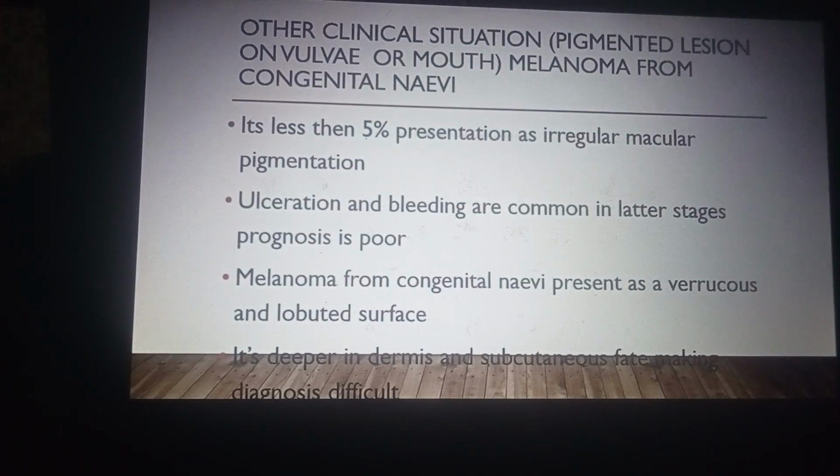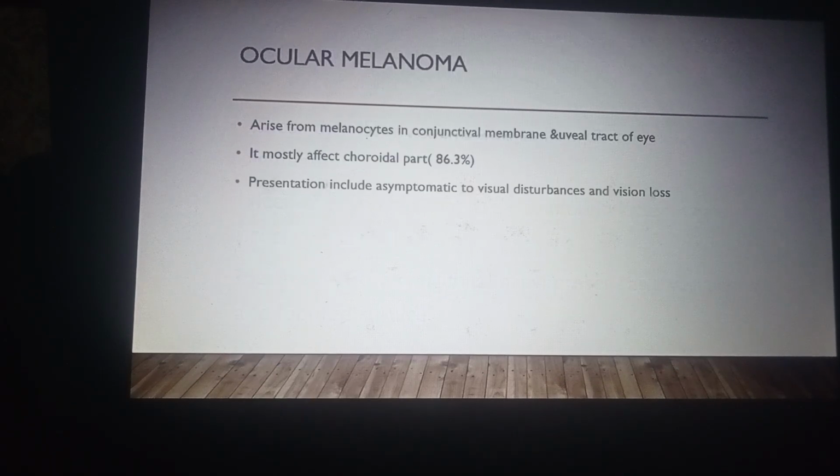Other clinical situations include pigmented lesions on the vulva or mouth, and melanoma from congenital nevus. It's less than 5%. Presentation is an irregular macular pigmentation. Ulceration and bleeding are common in later stages. Prognosis is very poor. Melanoma from congenital nevus presents as a verrucous and lobulated surface. It's deeper in the dermis and subcutaneous fat, making diagnosis very difficult.